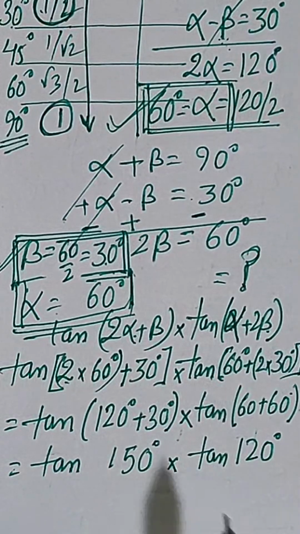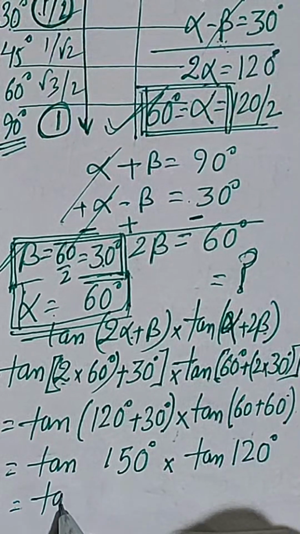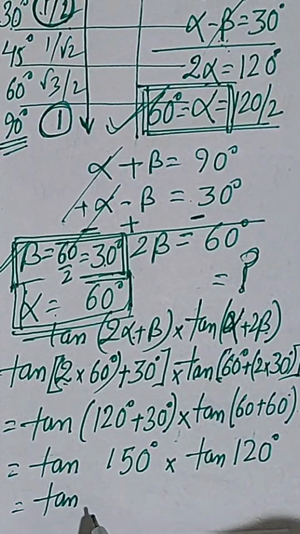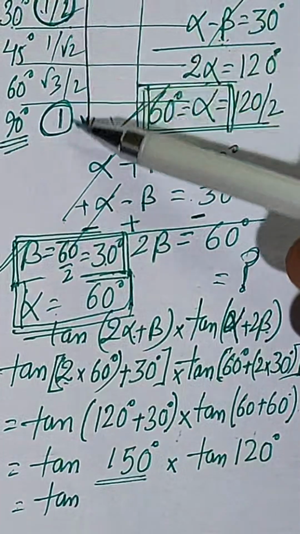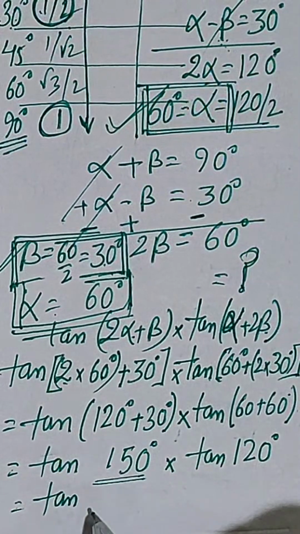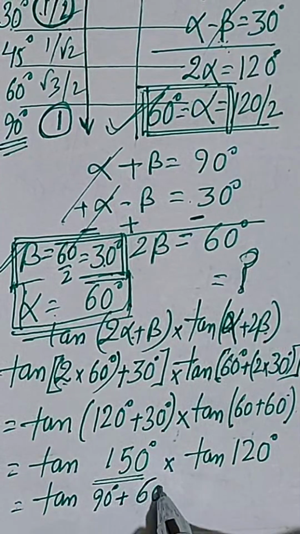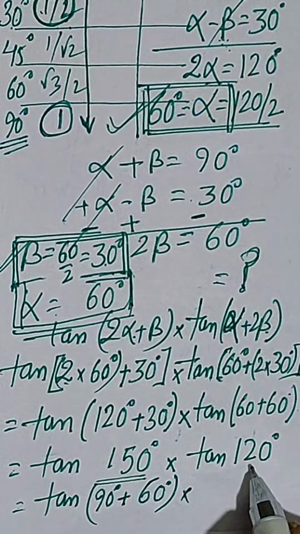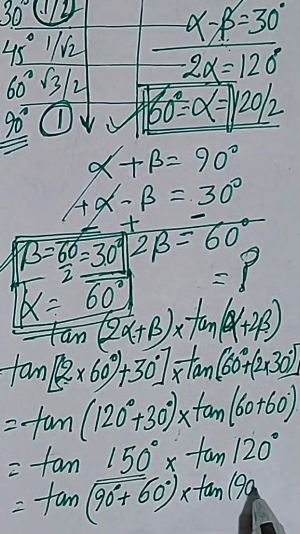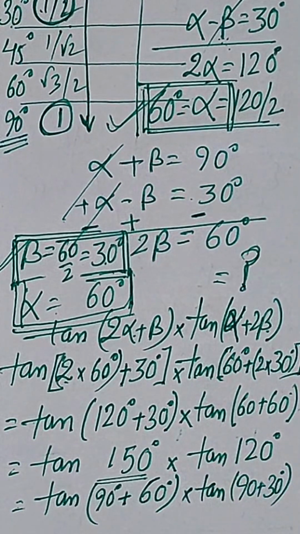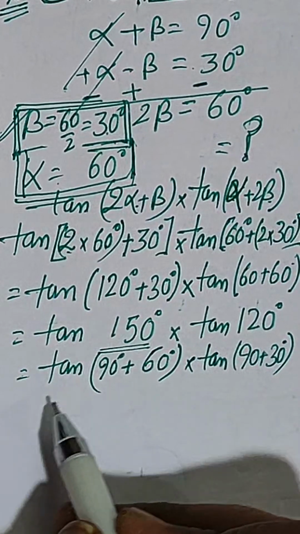So students, what is the value of tan 150 degree? Tan 150 degree can be written by breaking into multiples of pi by 2 or multiples of 90 plus theta. In this way we are going to solve, because you just need to remember these values only, right? So tan 150 can be written as tan of 90 degree plus 60, and tan 120 degree can be written as tan of 90 plus 30 degree.